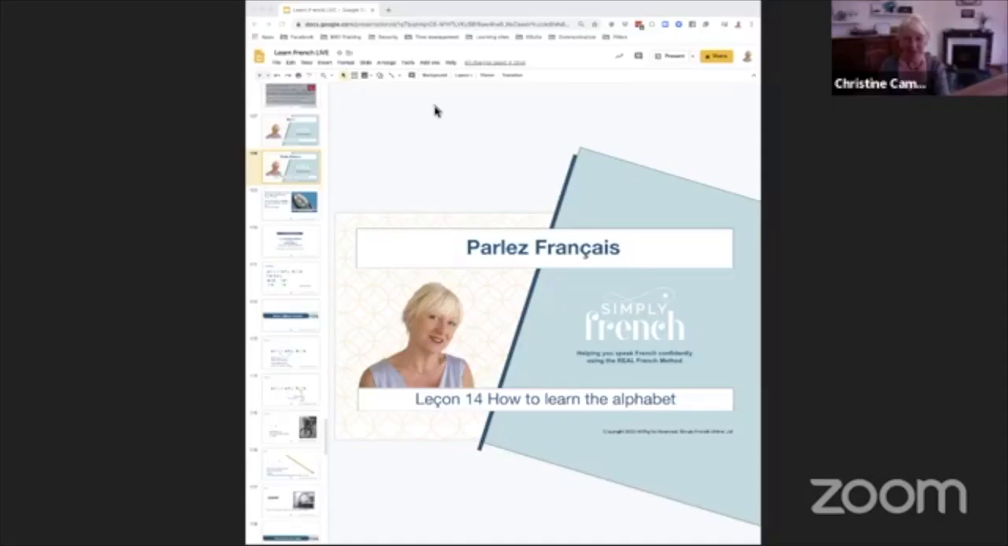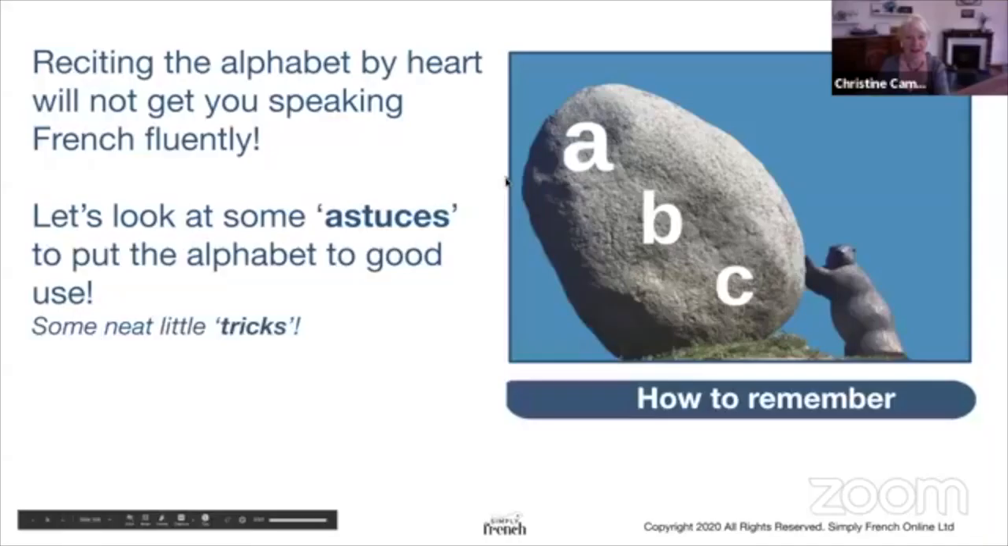Lesson 14 is how to learn the alphabet. It's not just the alphabet itself. What's interesting is the way we're going to be saying this, because reciting the alphabet by heart will not get you speaking French fluently. It's good to know your alphabet. You'll be able to spell when people ask you your name. You'll be able to make sure when you're asking for new words how to write it. Those things are really important. But it's the sounds that you're making when you're reading that make sense.